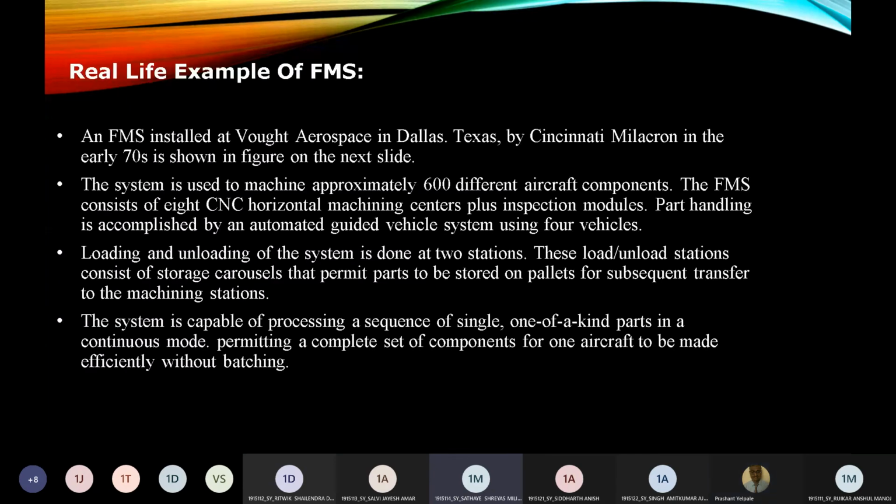Here, as I talked about the real life example, this is just the information about the company. By using about 8 CNC horizontal machining centers, it produced about 600 different aircraft components continuously and simultaneously. It was very primitive, and at that time the loading and unloading stations were separate and not the same, which is seen in the newer FMS. The load unload stations in this FMS were quite different from what we see nowadays.